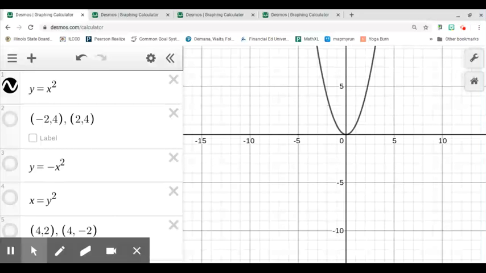Hey everybody. So welcome to the last type of conic section, the parabola. So you may think you already know everything you need to know about parabolas, but that's really only for up and down parabolas. What if we turn a parabola to the left or to the right?